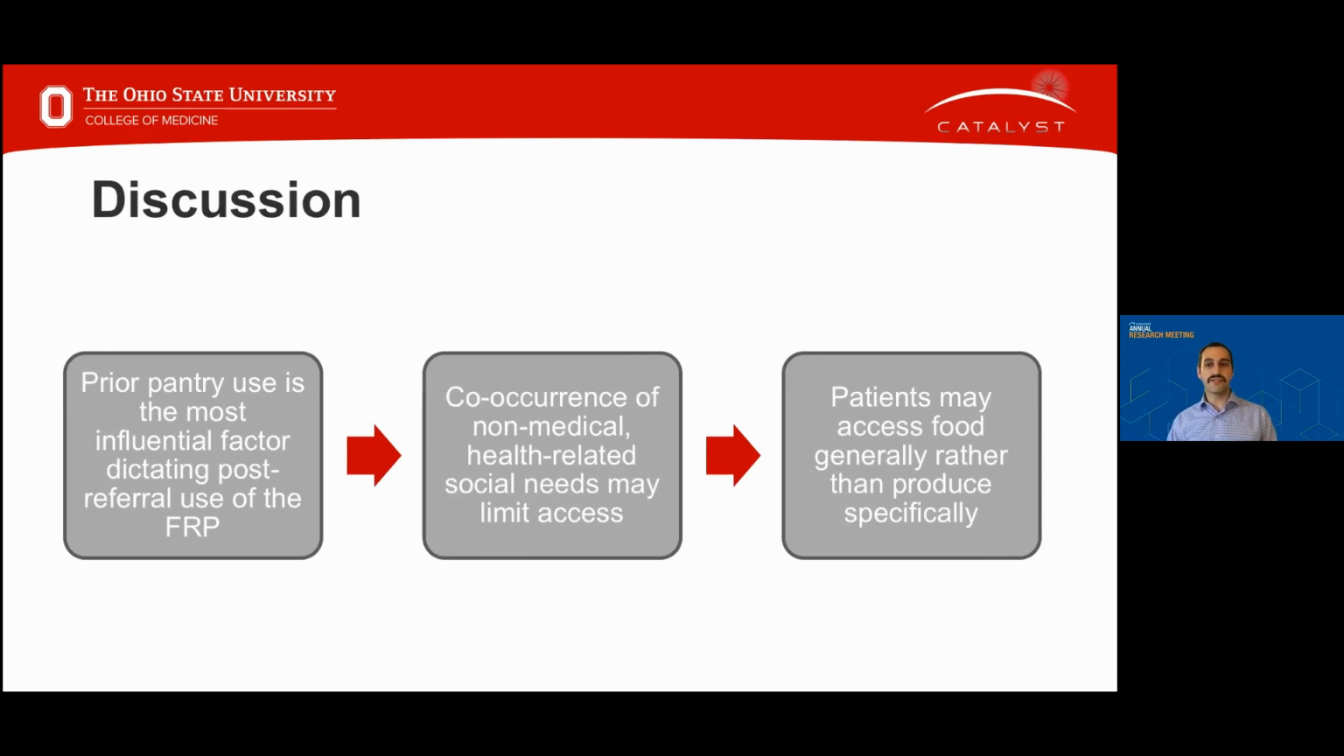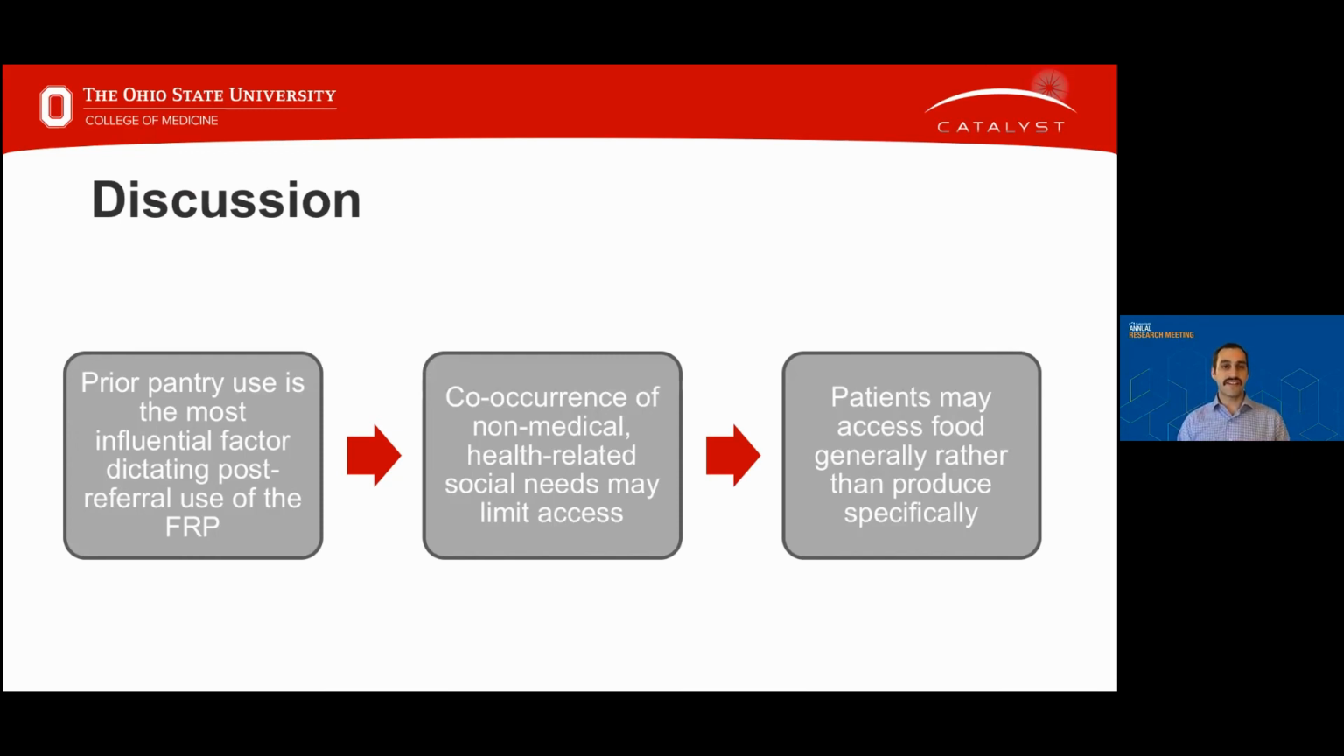I think one of the most notable takeaways of our study is that prior pantry use is the most influential factor affecting post-referral use of the pantries. Prior pantry users may have pantries located more conveniently to them or may feel more comfortable accessing the pantries. However, the referral appears to act as a nudge or a reminder to use the pantries to the patients that are already in the system. This might be because the clinician is using the opportunity to discuss healthy eating with their patient, or the fact that the referral is coming from the healthcare provider reminds the patients that there is a connection between food and health.